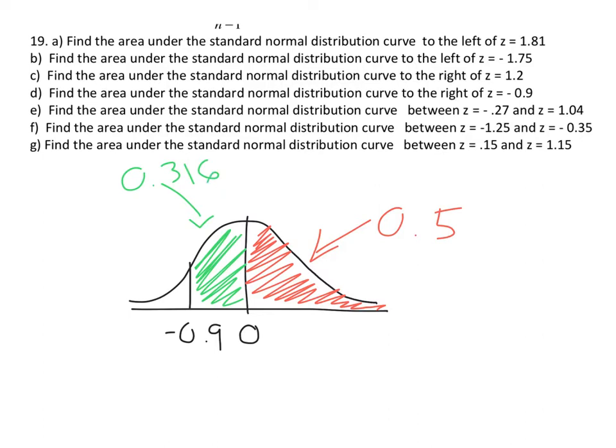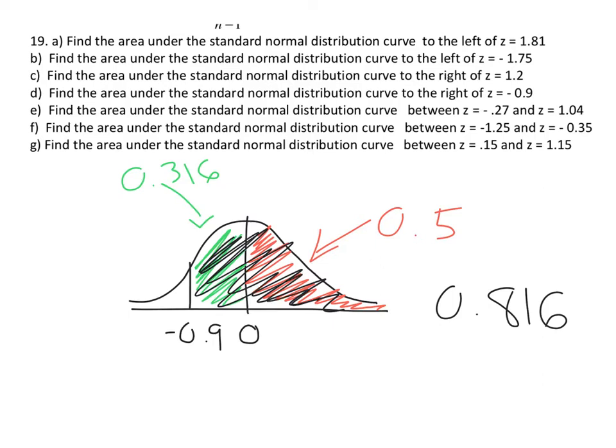So the total shaded area, we're looking for everything to the right. So we're looking for all of this. So to find all of that, we want 0.316 plus 0.5. So our total is going to be 0.316 plus 0.5. So adding those together, we get 0.816 is the total black shaded area, the green and the red together.